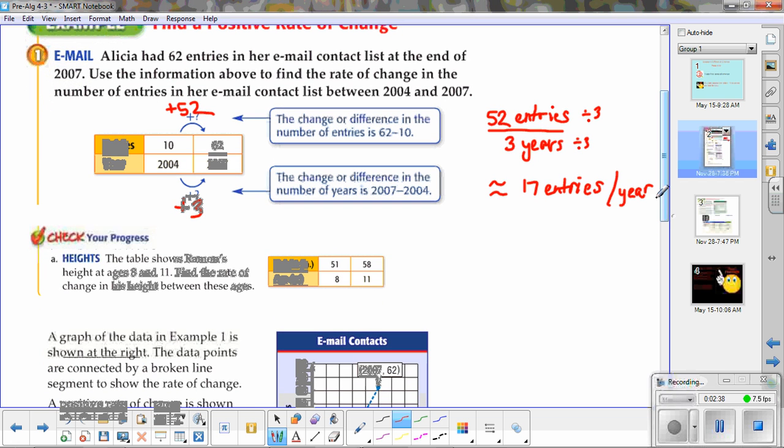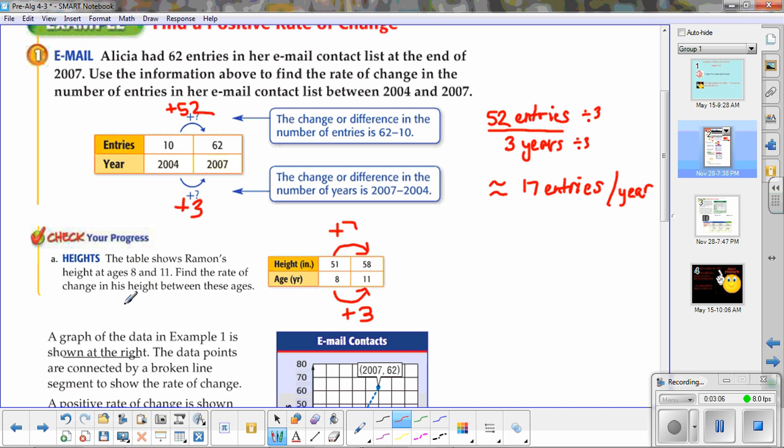You may want to pause the video and try the next one on your own. It says the table shows Ramona's height at ages 8 and 11. Find the rate of change in his height between these ages. Well, his height went from 51 to 58, so it increased by 7 inches over the course of 3 years, because from age 8 to 11 is 3 years.